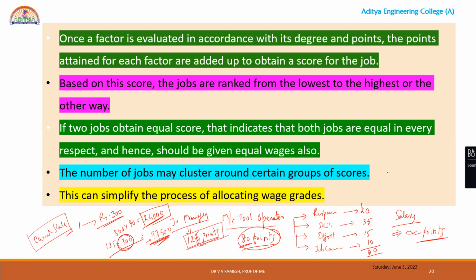So do one thing. These 125 points may be the same for two jobs, right? So one is packing section in charge or boiler section operator, right? It doesn't mean that both are working equally, because this is a composition of responsibility, skill, effort, job or something, right?